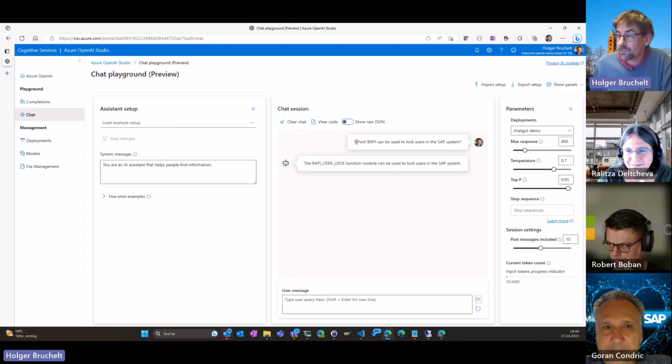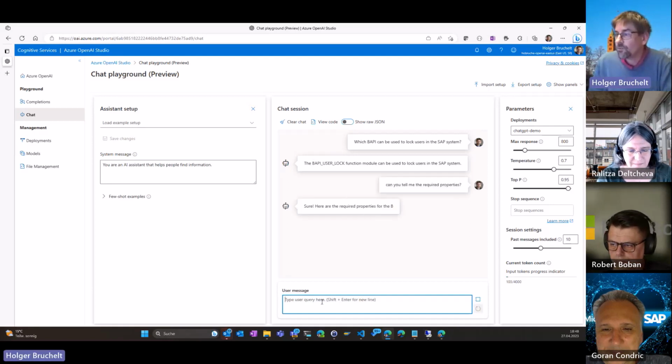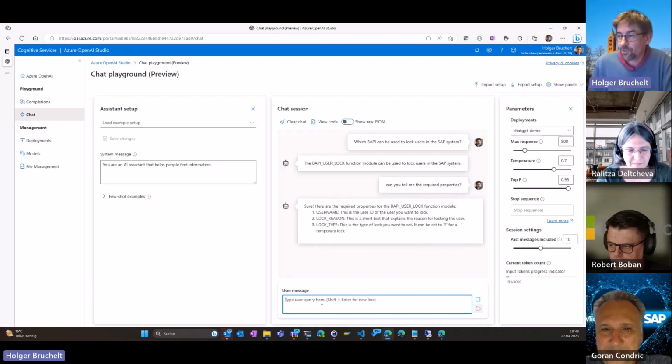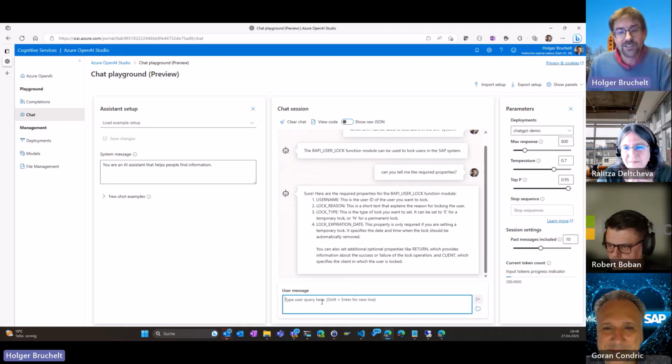And if I ask here which BAPI can be used to lock users in the SAP system, I get here the BAPI result, BAPI user lock. That's the one. And obviously now I could also ask, can you tell me the required properties? And then hopefully, I get all the properties for the specific BAPI. So it really helps you also in these scenarios.